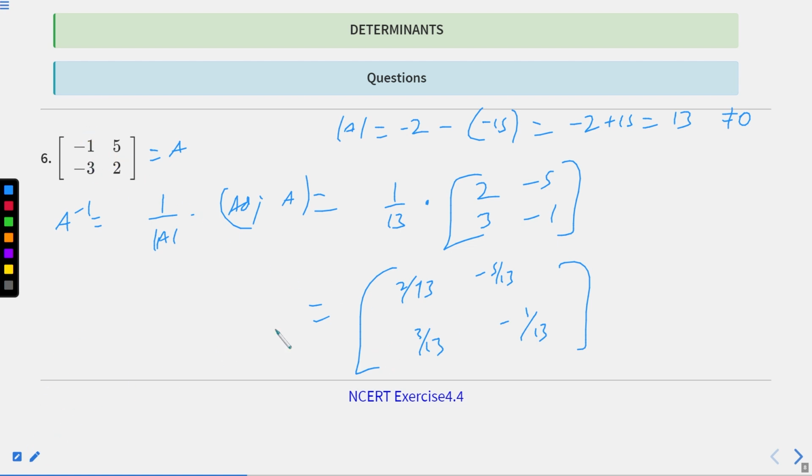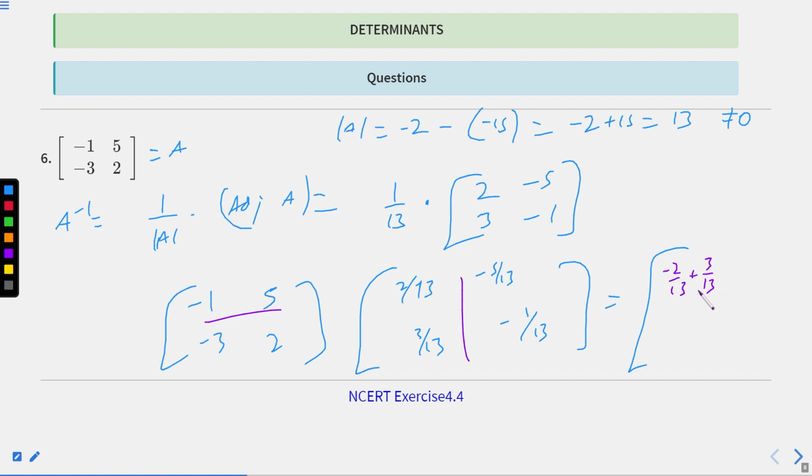If you want to verify it, please do verify. So let us just verify. By multiplying with A, I must get the identity matrix. So let us see. This is going to multiply with this. So minus 2 by 13 plus 15 by 13. This will give you 13 by 13, which means 1.